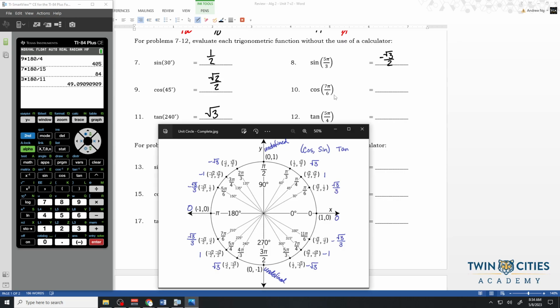Cosine of 7 pi over 6. So find 7 pi over 6. There it is. Cosine is the x value, another negative square root of 3 over 2.